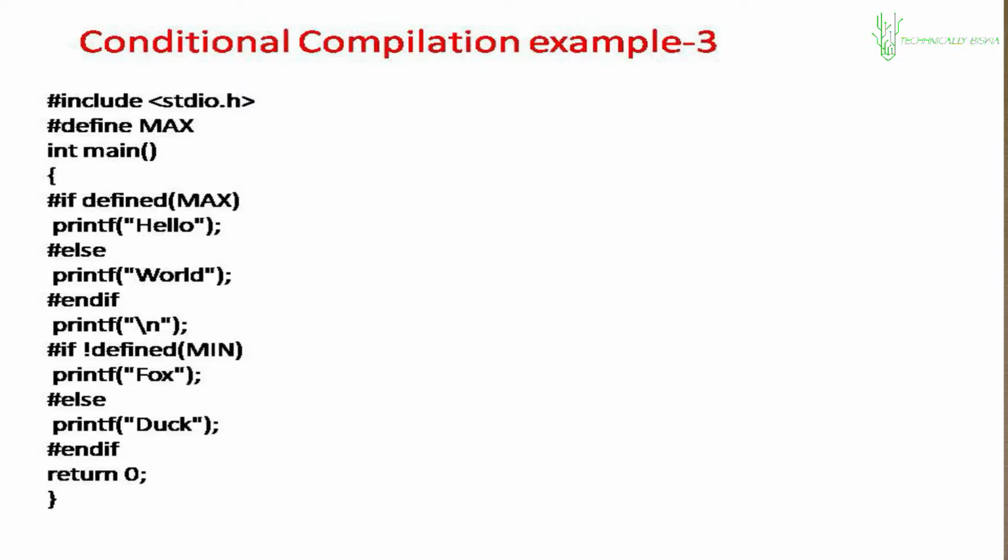So #ifdef MAX printf hello, #else printf world. So which part goes to the compiler? The part containing the else or the part containing the if, depending on whether MAX is defined or not. Here MAX is defined, so the control goes for the part containing the printf hello, because #ifdef MAX holds true. Similarly, go to the next part where you see #ifndef. What does #ifndef check for? If it is not defined. It's true here. #ifndef will check and see MIN is not defined. So what it will do? It will go for the fox or quick.